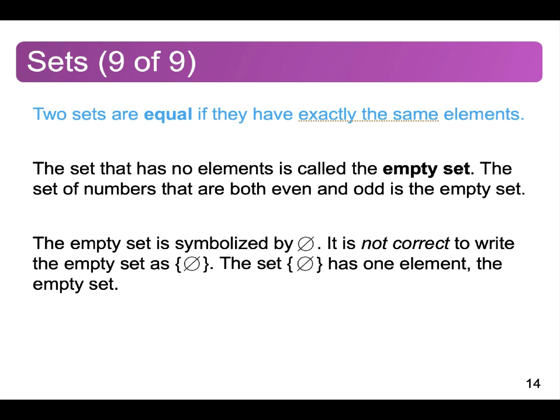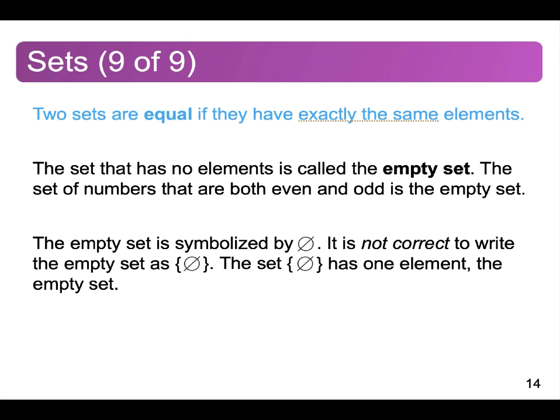So you might think of this as the set of even and odd numbers, or any numbers that are both even and odd. That's a better way of saying that. No number is both even and odd. You're either even or you're odd. So if we wanted to try to create the set of numbers that are both even and odd, we couldn't come up with anything. And so that would be the empty set.